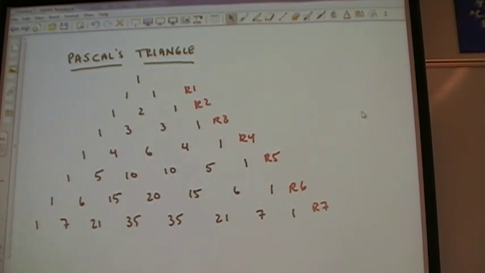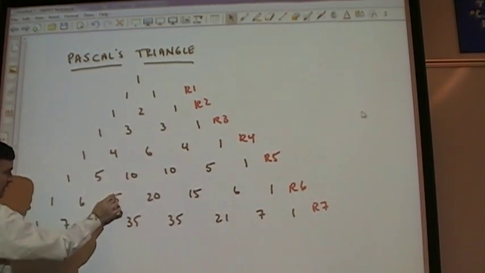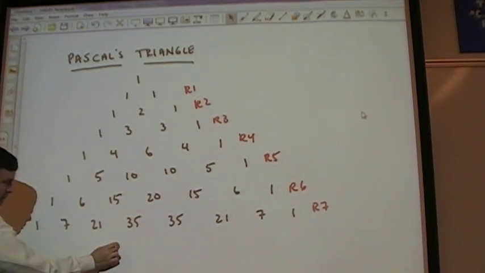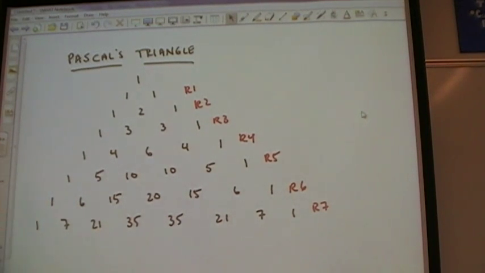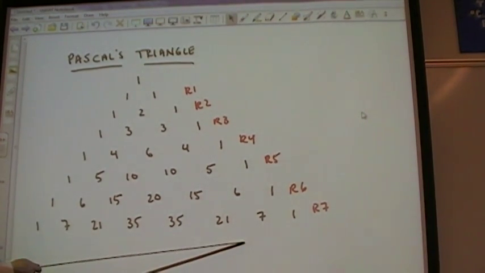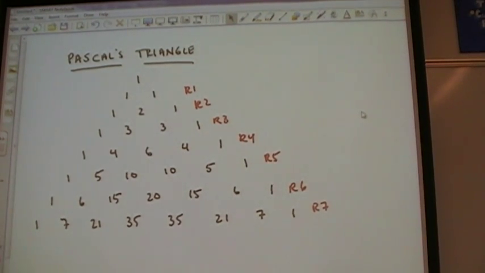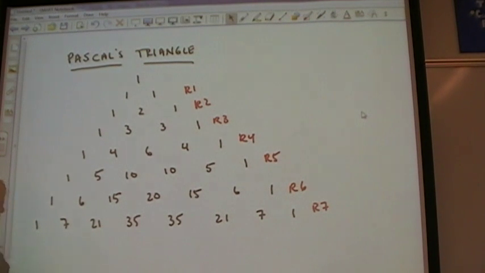All you're doing to get this number is adding those two together. To get this, I add those two. So what would go here? 28. 56. 70. 56. 28. 8 and 1. So that's all you do, all the way down. You would add what two numbers? The two numbers above it. So to get the 21, I add these two. To get the 35, I add those two.